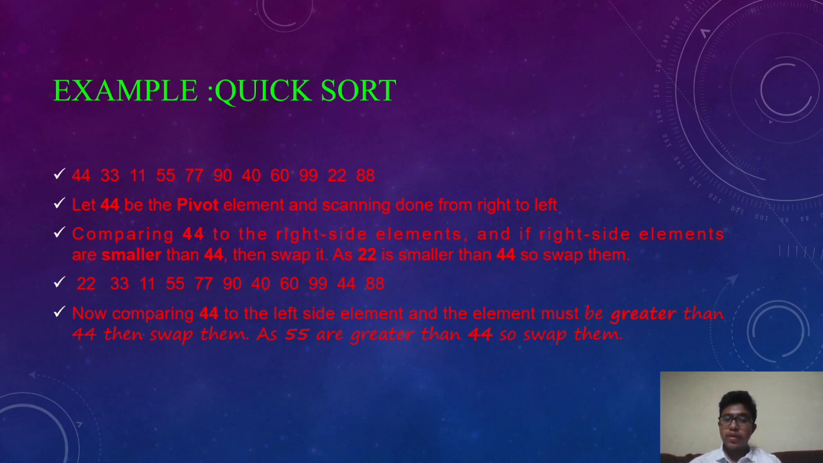As 22 is smaller than 44, swap the elements. Now the elements become 22, 33, 11, 55, 77, 90, 44, 60, 99, 44 and 88. Now compare from the left side, and an element must be greater than 44 to be swapped. As 55 is greater than 44, swap it.